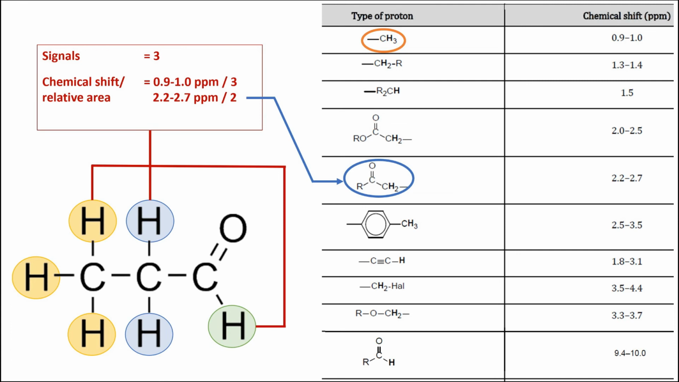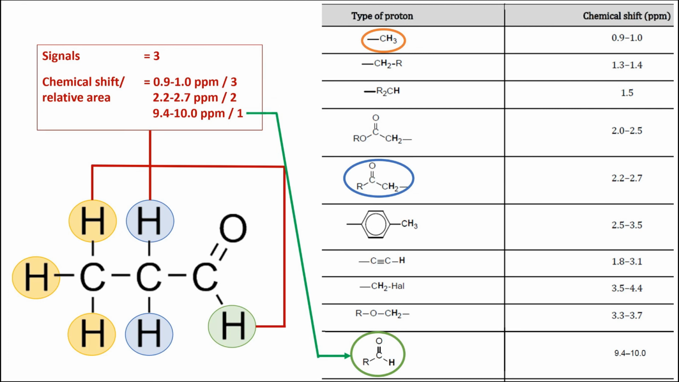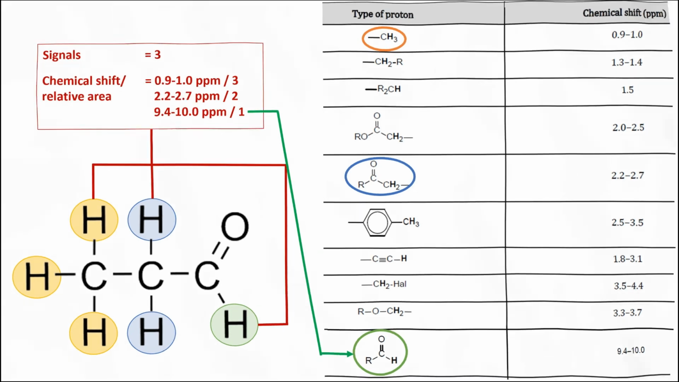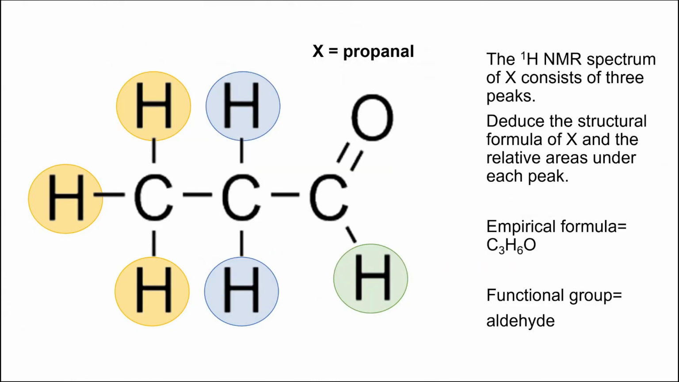Whereas the green hydrogen is on the carbonyl group, and it experiences the strong withdrawing effect from the carbonyl group, and therefore is very deshielded, and the signal appears downfield at 9.4 to 10 ppm. We can now conclude that X is propanal, as it is an aldehyde with 3 peaks on its proton NMR.